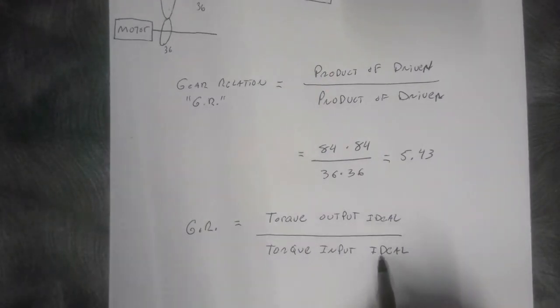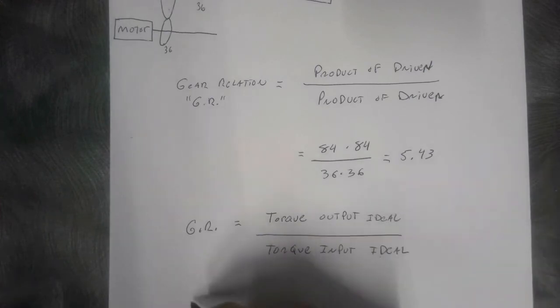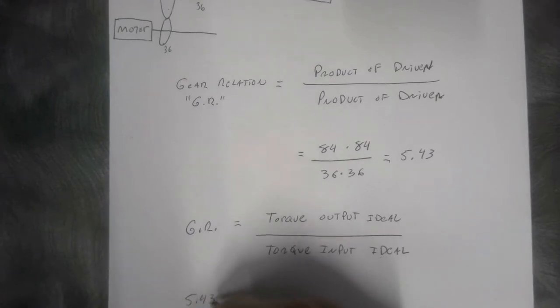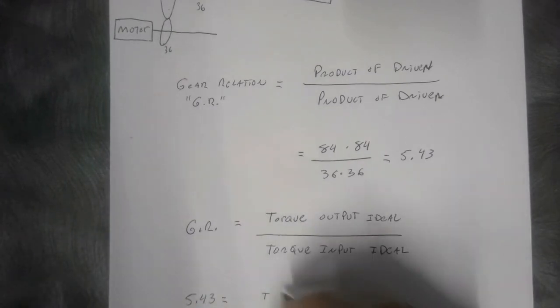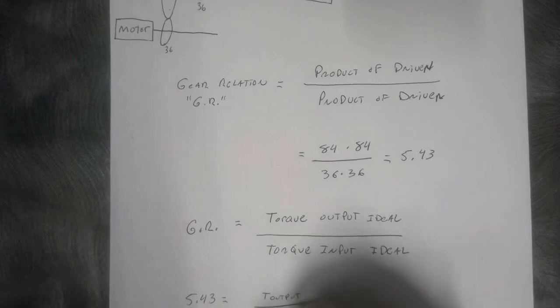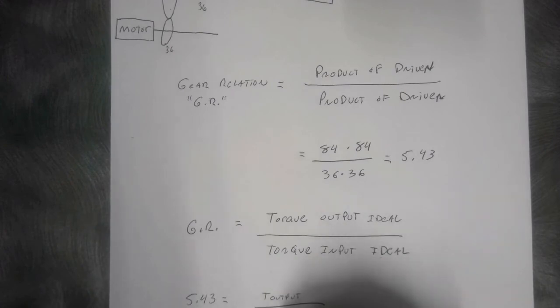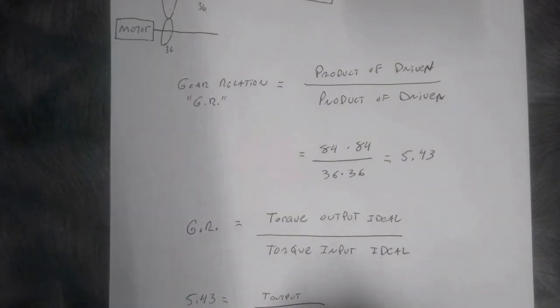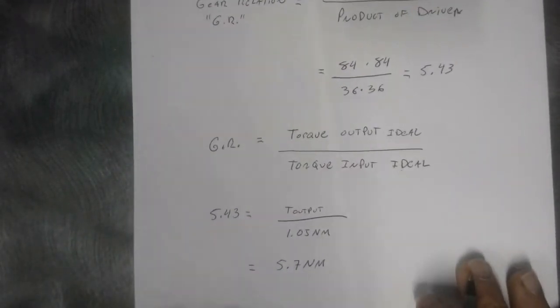So the torque of the input we know is 1.05, and the gear ratio we just figured out was 5.43. So we'll just leave this as torque output over torque input, which is 1.05 Newton meters, and we can solve for the torque output ideal, which is going to come to 5.7 Newton meters.